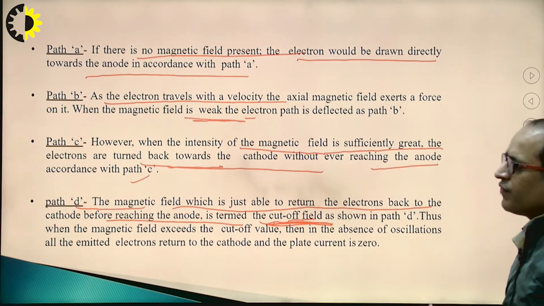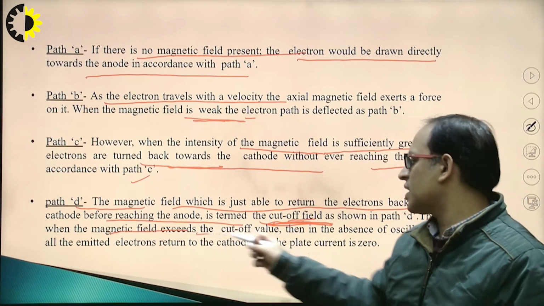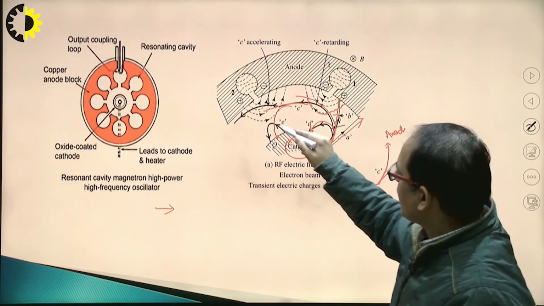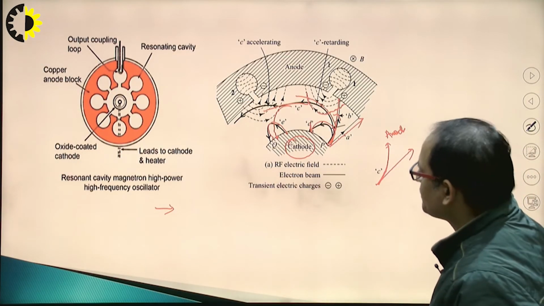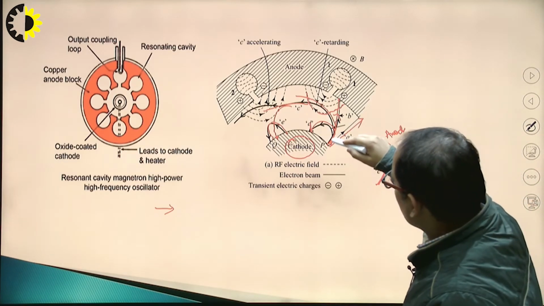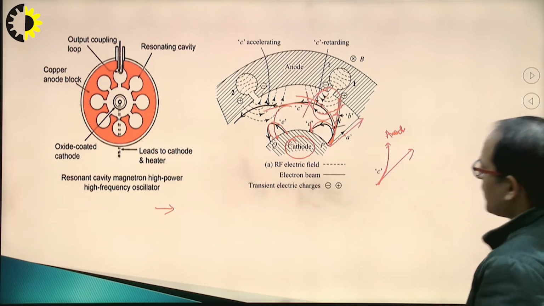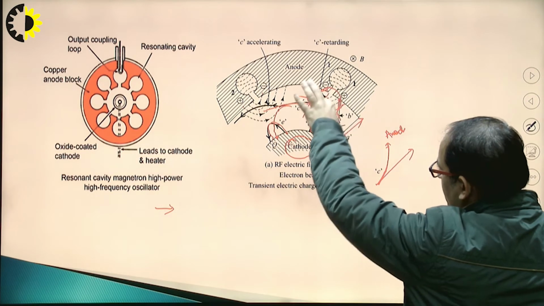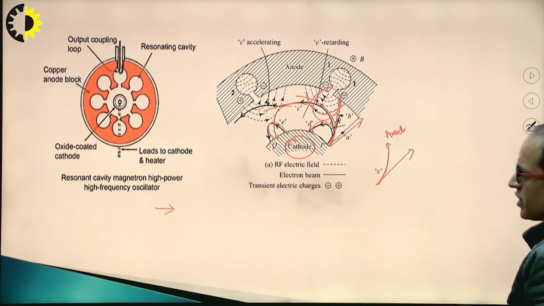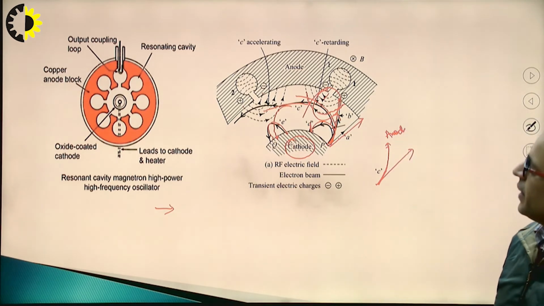Clear? Now if the applied magnetic field exceeds the cutoff value, then the electron will immediately return back to the cathode. Clear? Now see this one. Here the electron will interact with this field, and during this path only, at this point D, the interaction between the RF field and the electron will be maximum.